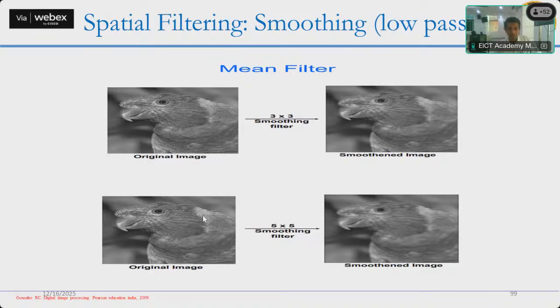You can see here the original image, and on the right hand side there is a smoothing filter. For the different types of filter, for the 3 by 3, you will get this image. For the 5 by 5, you get this image. But normally, in our theory, in our practice, we normally use 3 by 3.